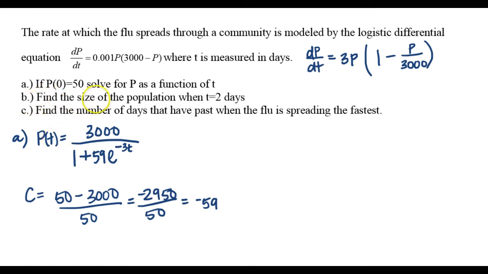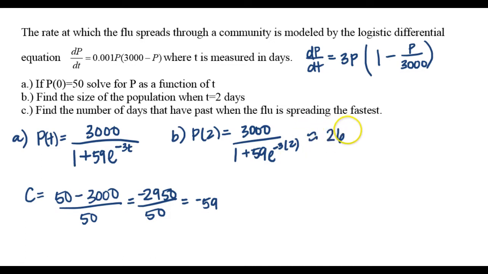So for part B, find the size of the population when t equals 2 days. So the size of the population of people that have the flu when time is at 2 days. So since P is a function of t in days, I need only plug 2 into this P of t function we found in part A. So P of 2 is 3,000 over 1 plus 59 e to the negative 3t. Oh, I'm sorry, 3 times 2. Oops. Because we are substituting in 2 now. And this is approximately 2,617. And we'll go ahead and stop there.